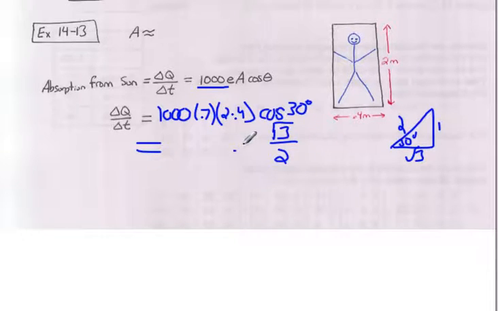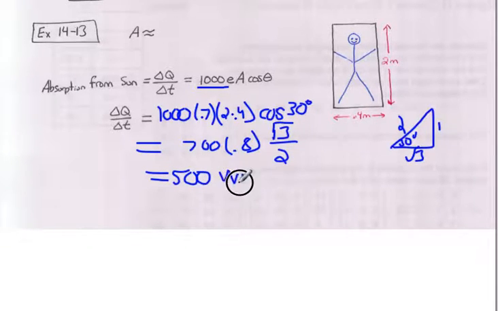This is 0.8. 1,000 times 0.7 is 700. And I guess I'll leave the calculator to do the rest. So that's about 500 watts. So that's how much energy this person is absorbing. Kind of scary.